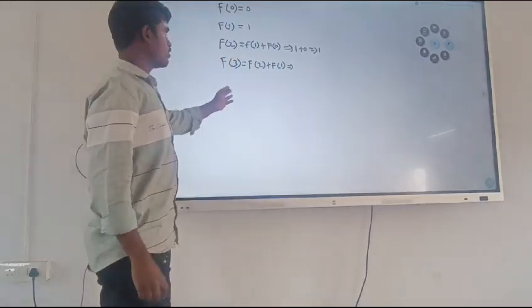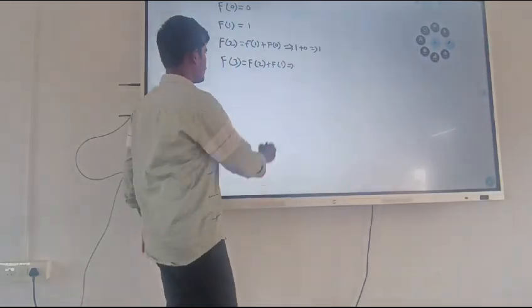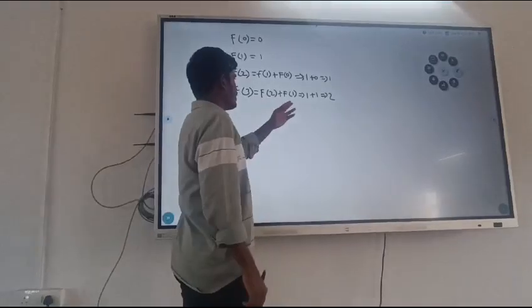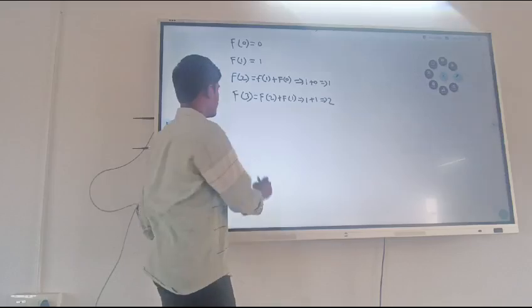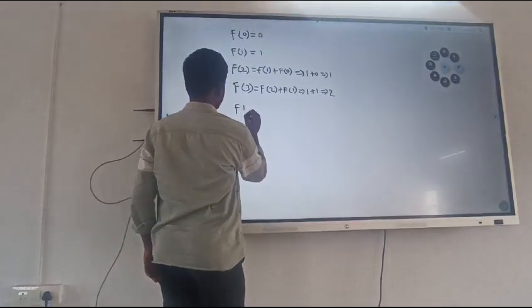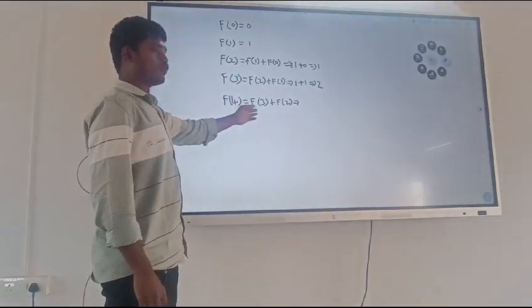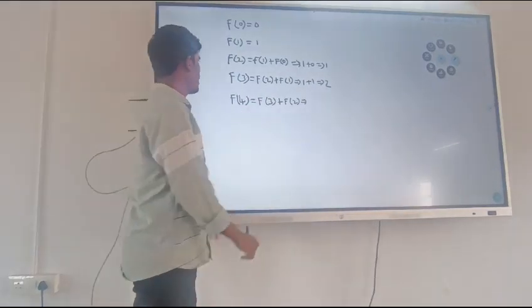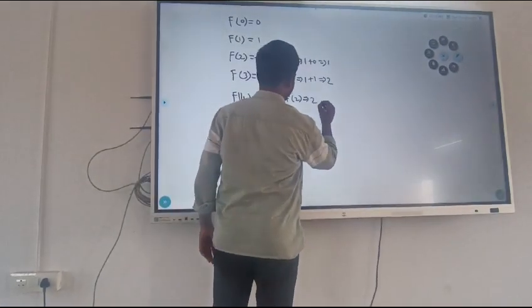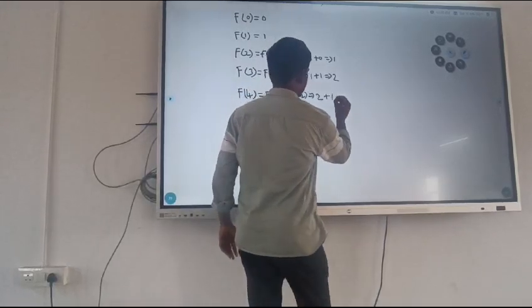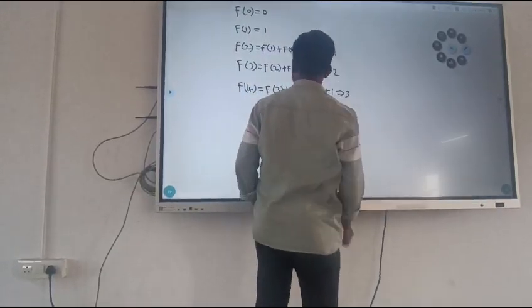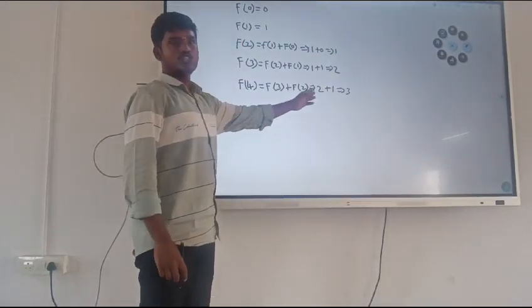Next f of 3 equal to f of 2 plus f of 1. F of 2 value is 1 and f of 1 value is 1. 1 plus 1 is equal to 2. Next f of 4. F of 4 is equal to f of 3 plus f of 2. F of 3 value is 2 plus f of 2 value is 1. F of 4 value is equal to 3.